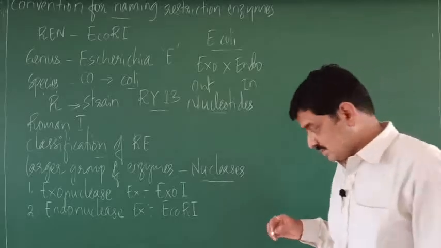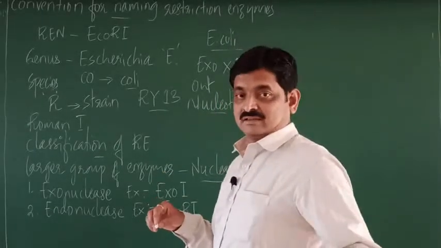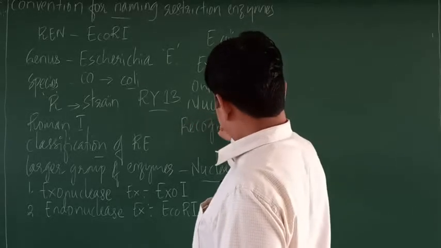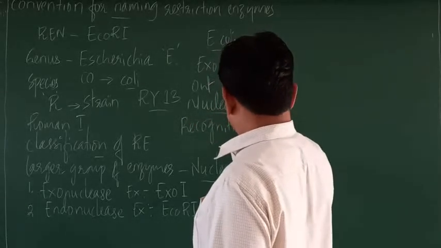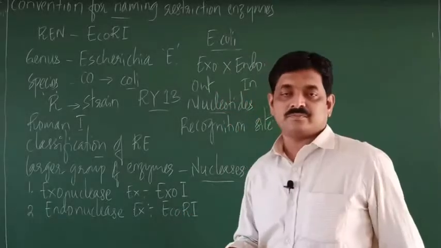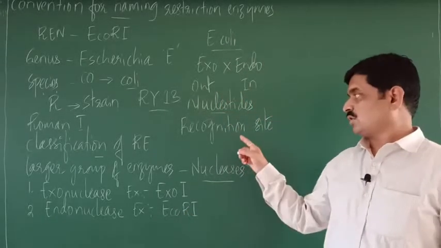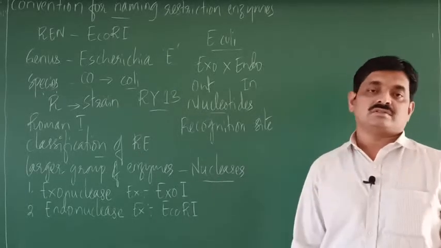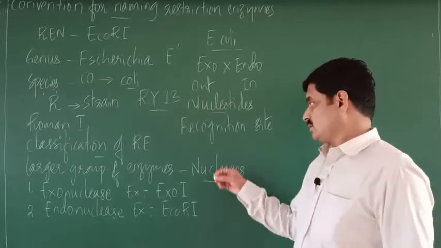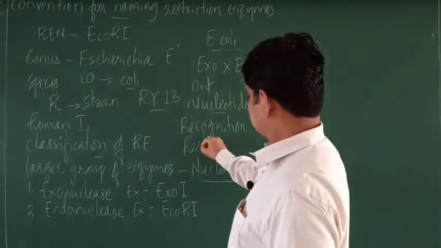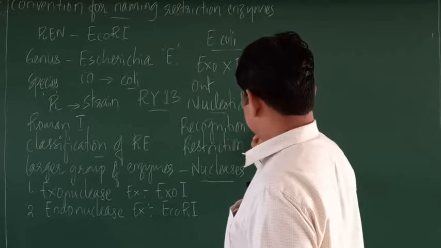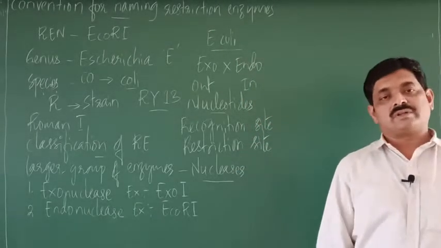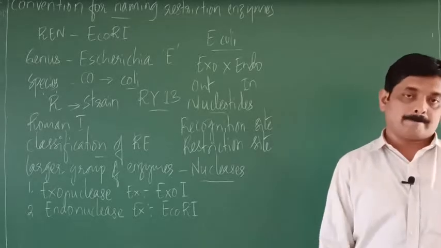That specific point, we have discussed that in the previous video. It is called recognition site. What are the other names for recognition site? It is also called restriction site or recognition sequence or palindrome sequence, right?